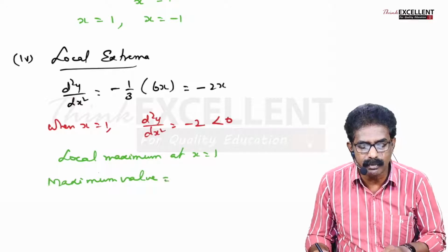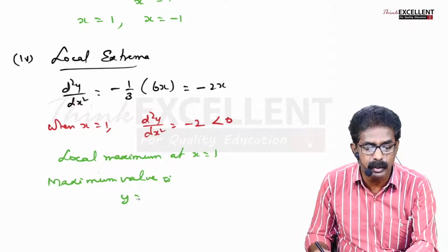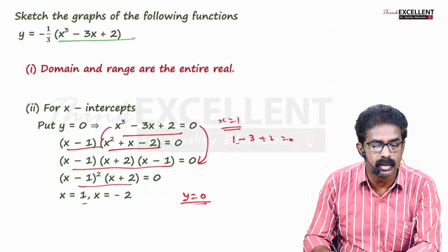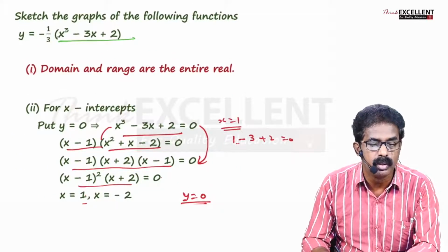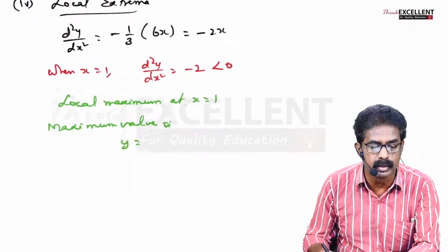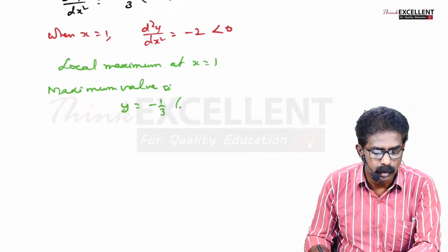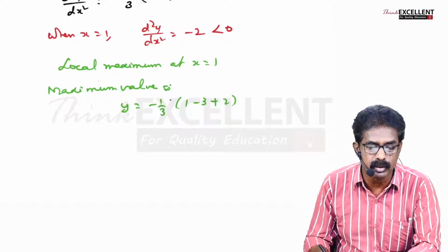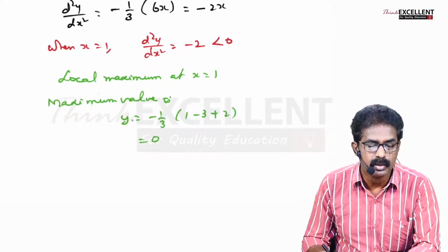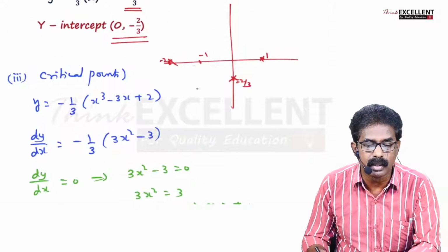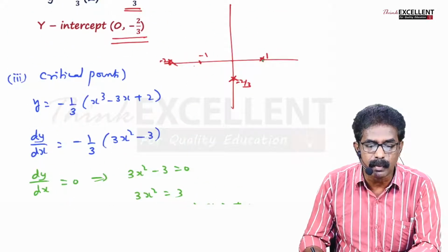equal to, you have to find y value and you put x equal to 1. So when you put x equal to 1 in the given function, minus 1 by 3 into 1 cube, 1, minus 3 into 1, 3, 1 minus 3 plus 2, minus 1 by 3 into 1 minus 3 plus 2. So 2 plus 1, 3, 3 minus 3, 0. 0 by anything, it is what? 0. So the maximum value is 0, it occurs at x equal to 1.